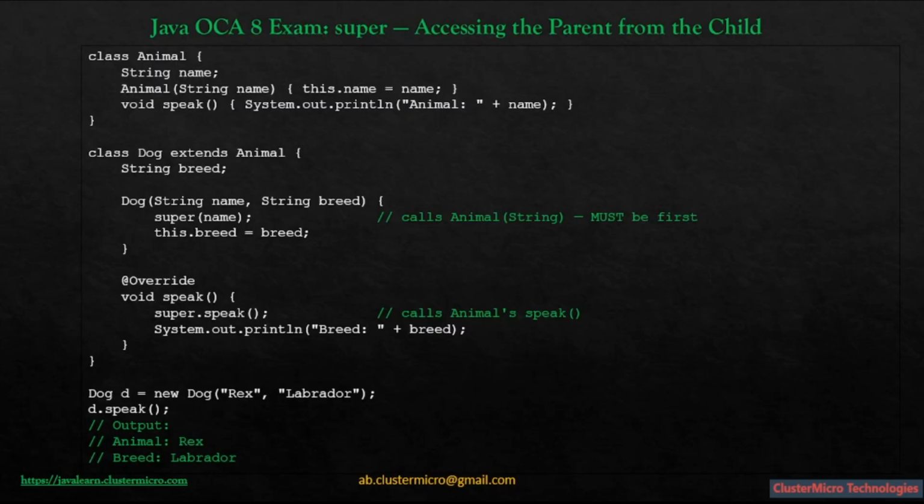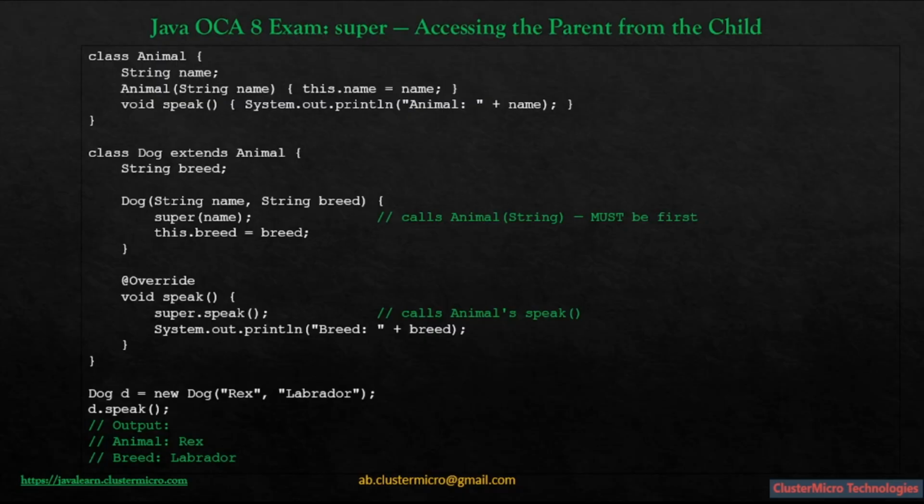Now look at the Dog constructor: Dog(String name, String breed). The first statement inside the constructor is super(name). This calls the parent constructor Animal(String) and initializes the inherited name field. A very important rule in Java is that super must always be the first statement in a constructor. After that, the constructor initializes the breed field using this.breed.